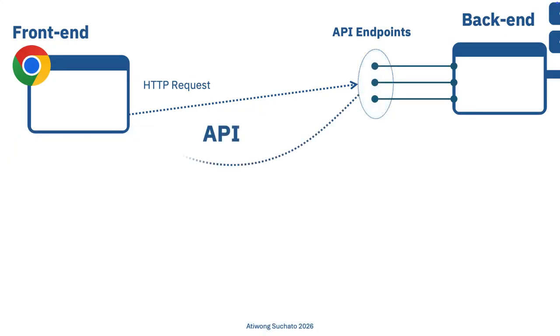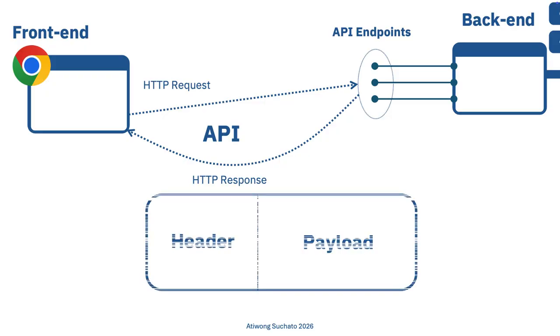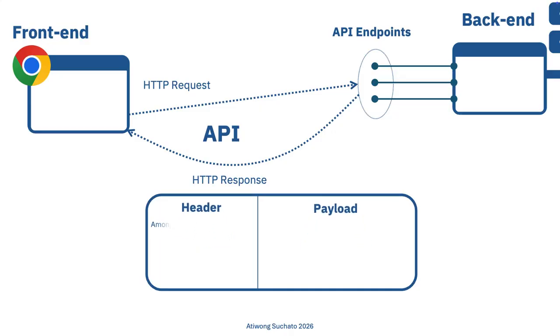Once the backend has received and processed the request, it sends an HTTP response back to the front end. For our purposes, there are two parts of the response that I would like you to recognize. The first is information in the header. The second is the payload, the actual data being returned. Among the information in the header, one thing we should know is the HTTP status code. And one of the most common formats for the payload is JSON.